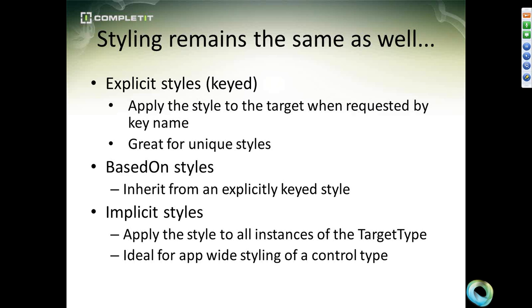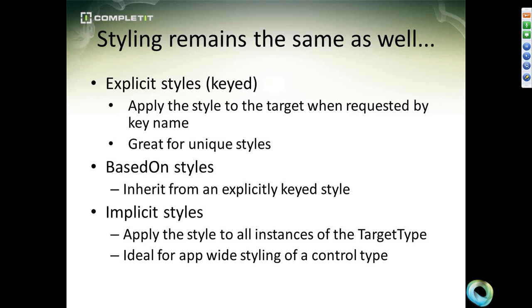The implicit style is a style without the key defined. So it just has a target type. So the ones that you saw in the light generic and in the generic.xaml, those are implicit styles. They will be picked up by any control unless it has another style applied on it.